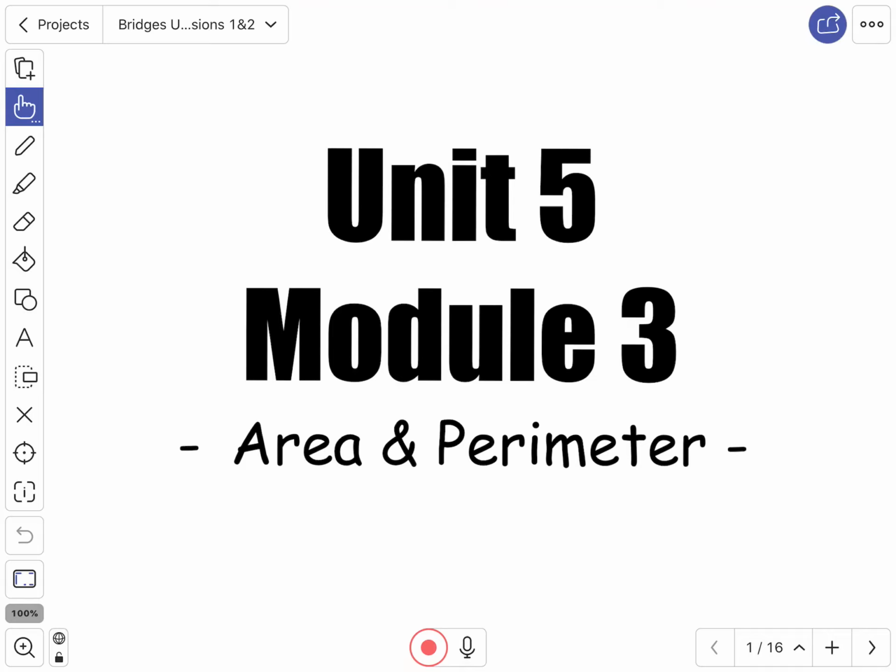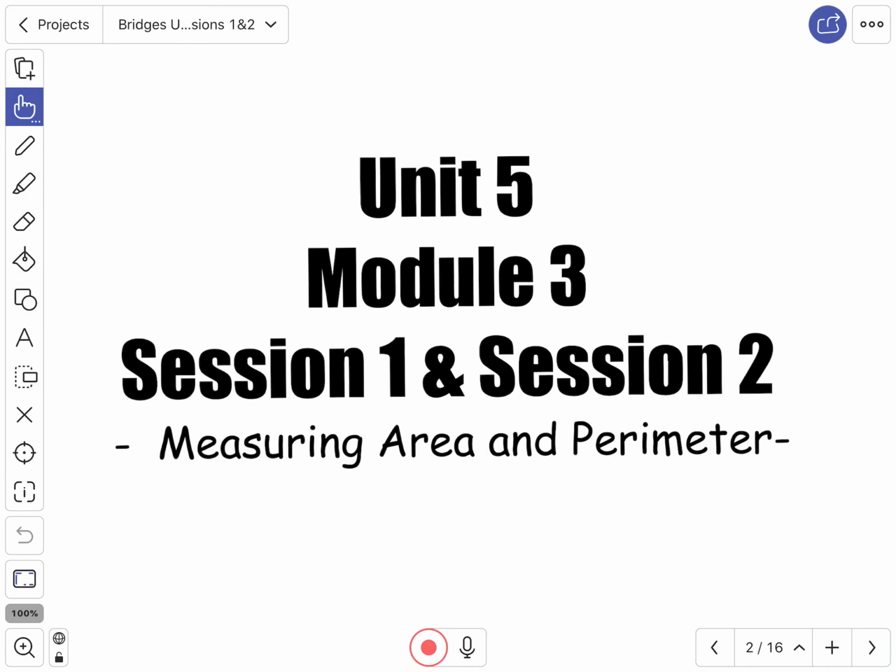We're doing Unit 5, Module 3. So we have finished Module 2, and the last lesson was actually a game, and we won't be able to do that, so we're just going to jump right into Module 3, starting off with area and perimeter. All right? So Unit 5, Module 3, Sessions 1 and 2.